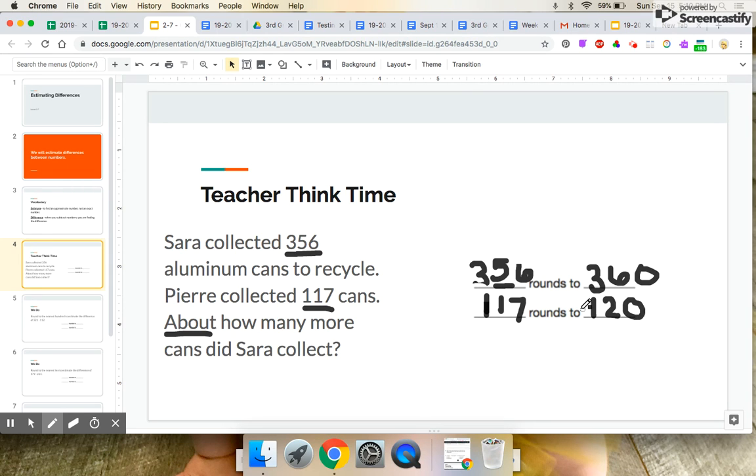And I could subtract that too. So 360 minus 120, I would have 240.